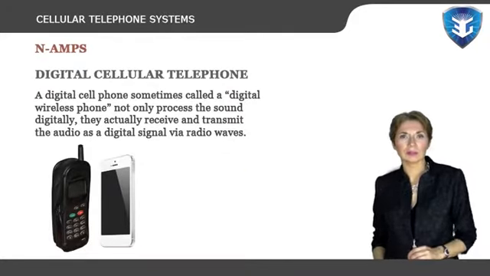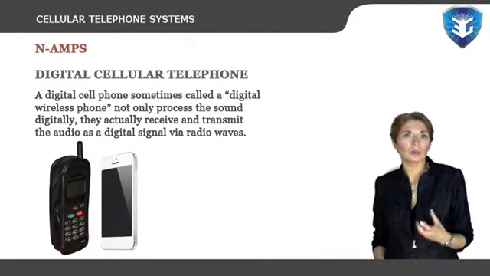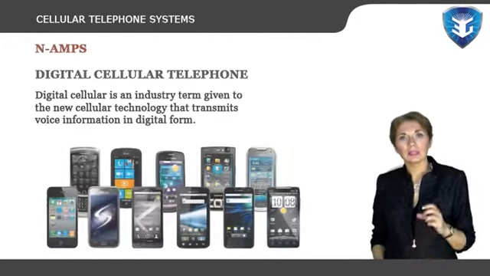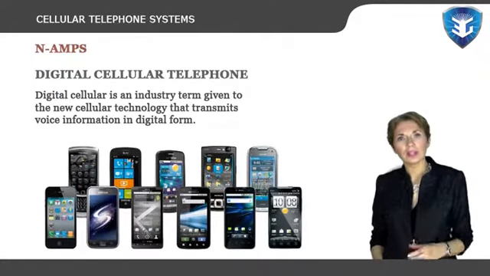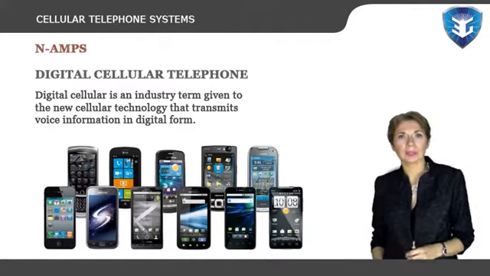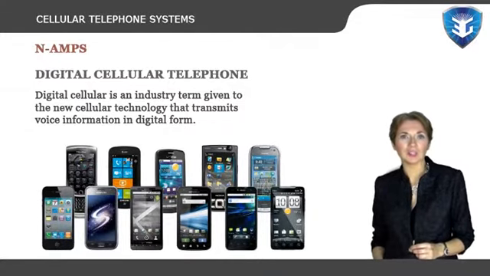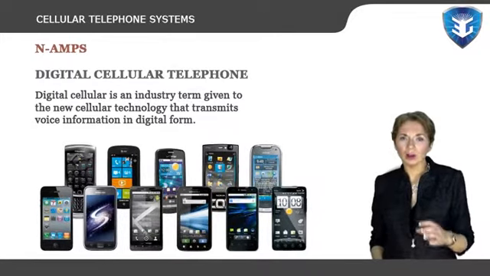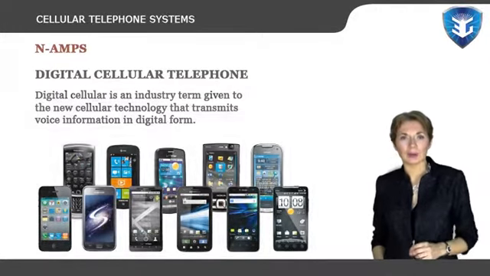Digital cellular telephone. A digital cell phone, sometimes called a digital wireless phone, not only processes the sound digitally, it actually receives and transmits the audio as a digital signal via radio waves. Digital cellular is an industry term given to the new cellular technology that transmits voice information in digital form. This differs from analog cellular in that the method of transmission for voice data information is by means of digital signals. Digital mobile radio systems are often characterized by their type of access technology, TDMA or CDMA.